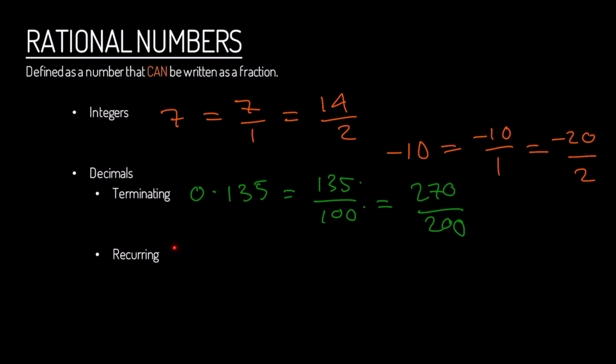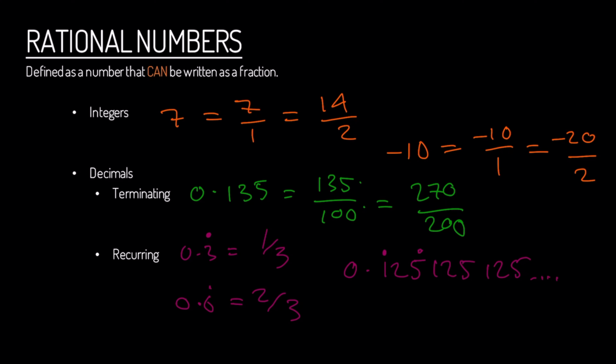But what about a decimal that does not end, a recurring decimal? A popular one that we all know is 0.333 and it goes on forever. But we can denote this as 0.3 with a dot on top, and that dot represents it being recurring. It goes on forever. So we know this is equal to a third, and we know 0.6 recurring would be equal to 2/3. We could have another pattern such as 0.125, and the 125 is recurring. So this would go on forever, saying 125, 125, 125, and so on. As long as it follows a pattern, then we can express it as a fraction.